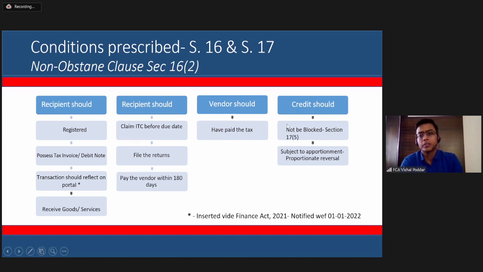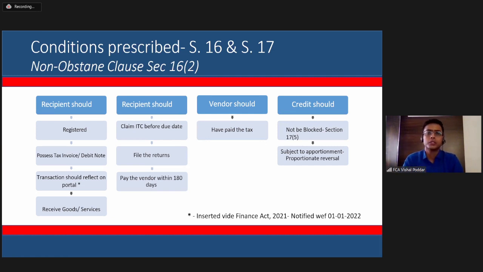Next, in some cases, which are provided in section 17, the credit could be blocked. So your credit should not fall in that 17.5 list. And as per 17.2, in some cases, you would be allowed credit only of the proportionate amount because you are engaged in both taxable and exempt supplies, etc. So these are the basic conditions.